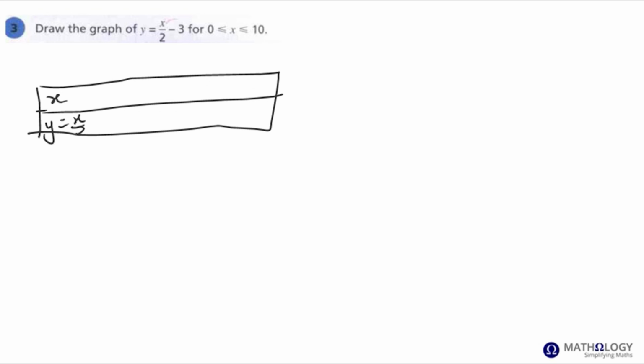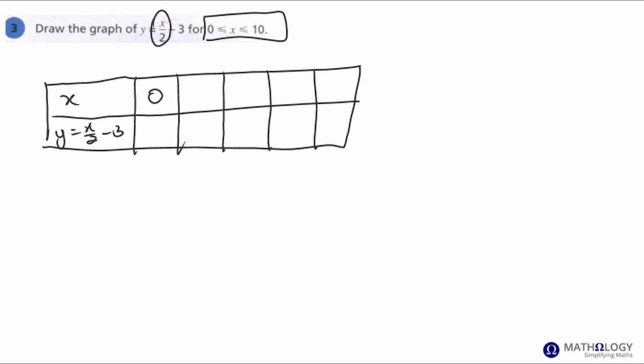y equals x over 2 minus 3. We're going to start with 0 because we're starting with 0 here. 0 divided by 2, we're just looking at this x over 2. We're not going to worry about the rest of the function just yet. We just want to get a nice value for x over 2. So 0 divided by 2 is going to be 0. The next value we're going to use is 2, because 2 divided by 2 gives us 1.